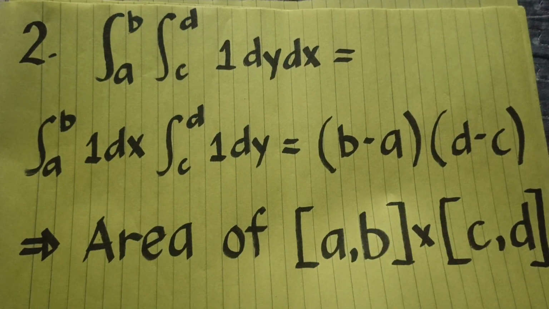So now what is this? This is the area of a through b times c through d. So it is the area of the rectangle that we integrated over. So let's have an example.